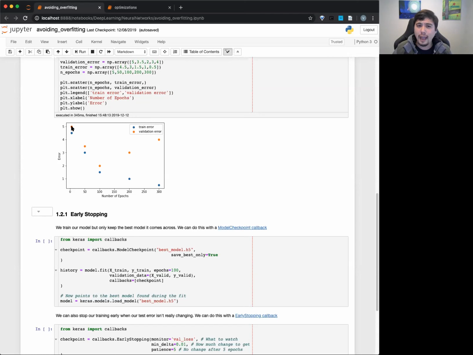Does anyone remember how this validation works? Let's say we do one feed forward, one epoch, right? We feed forward, do back propagation. How do we find our validation error with the validation tests? Any idea?